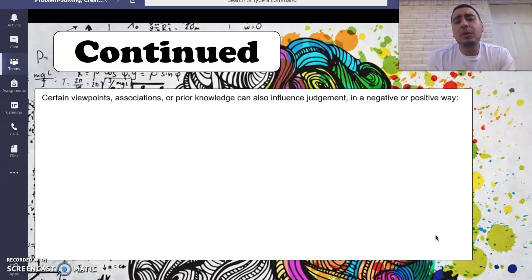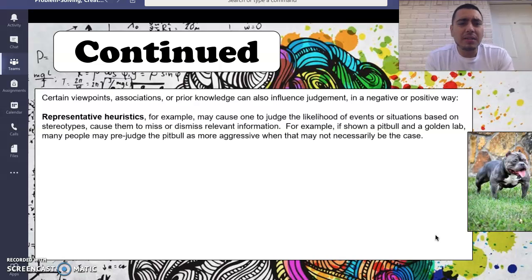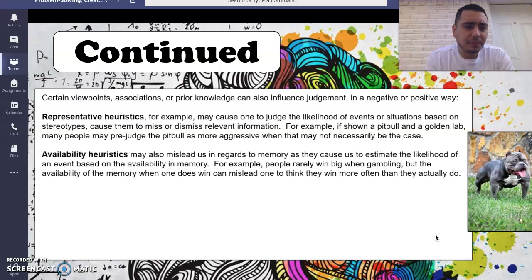Now, certain points of view, associations, or prior knowledge can also influence judgment in a negative or positive way, guys. Representative heuristics, for example, may cause one to judge the likelihood of events or situations based on stereotypes, causing them to miss or dismiss relevant information. So, for example, if shown a pit bull or a golden lab, many people prejudge the pit bull as more aggressive, when they may not even know that's the case.